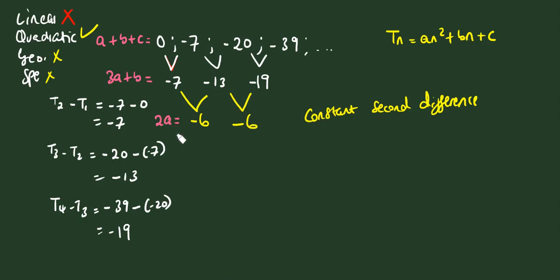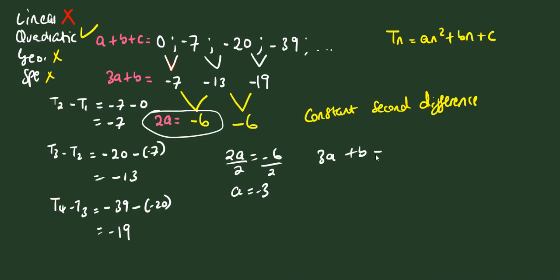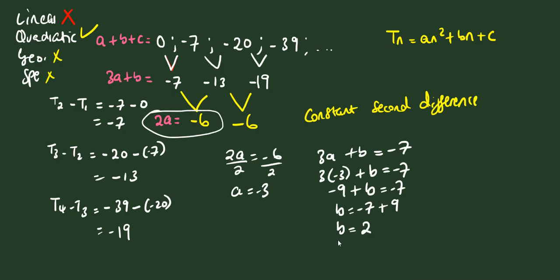So to find a, you start with the first one at the bottom. You say 2a is equal to negative 6, so therefore you divide by 2, your a will be negative 3. Then you say 3a plus b is equal to negative 7. Your a is negative 3, so 3 times negative 3 plus b is equal to negative 7, which is negative 9 plus b is equal to negative 7. So your b will be negative 7 plus 9, because it changes sign when it goes to the right. So your b will be 2.